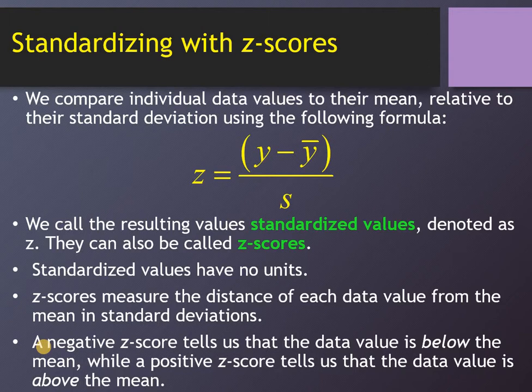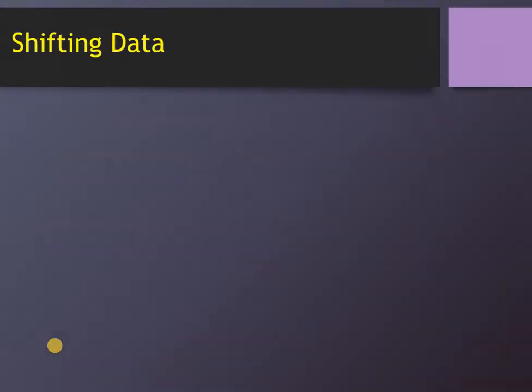If I'm taking a test and I want to be better than average, do I want a higher score or a lower score? Higher. Will my z-score be positive or negative? Positive. See? It's all about context.